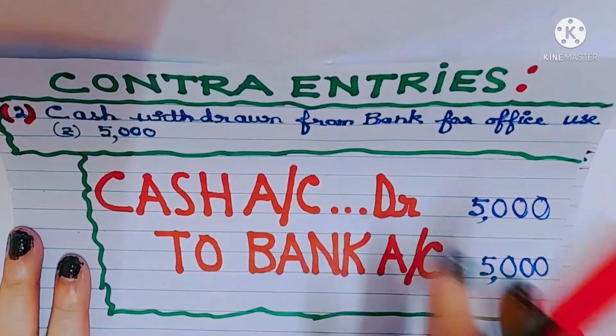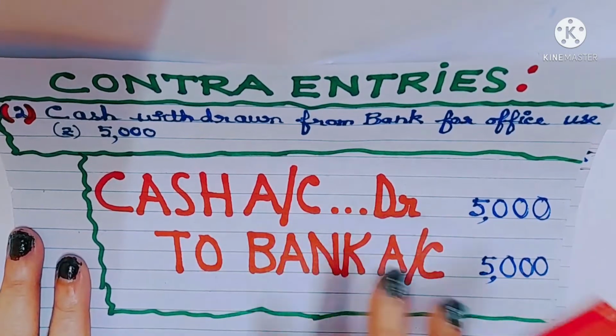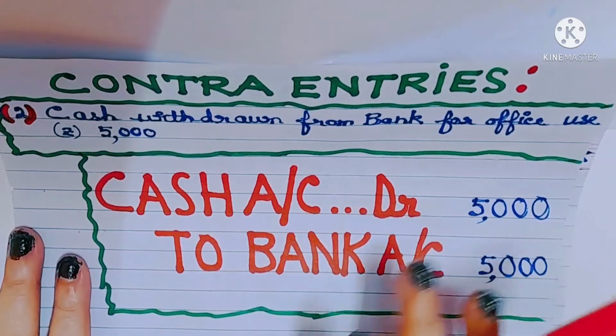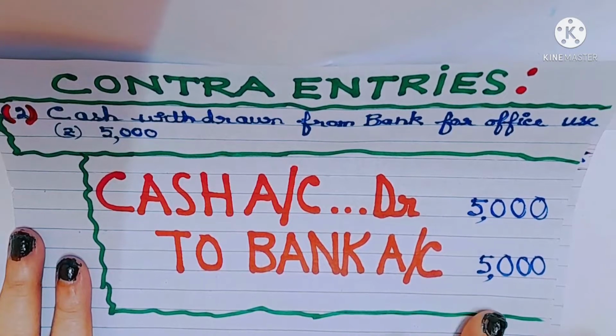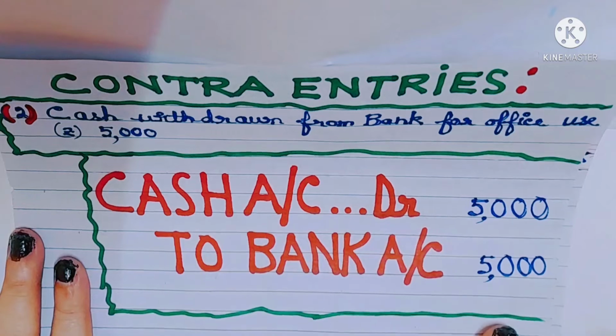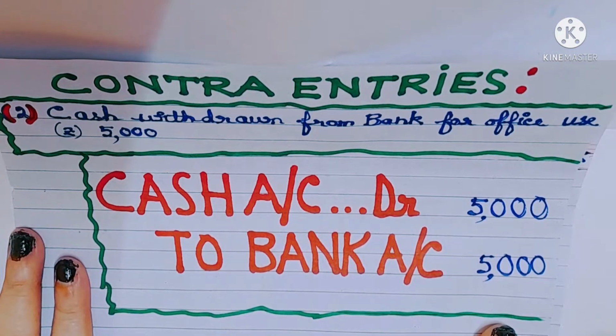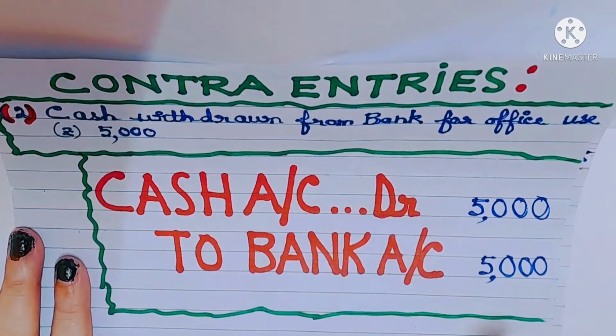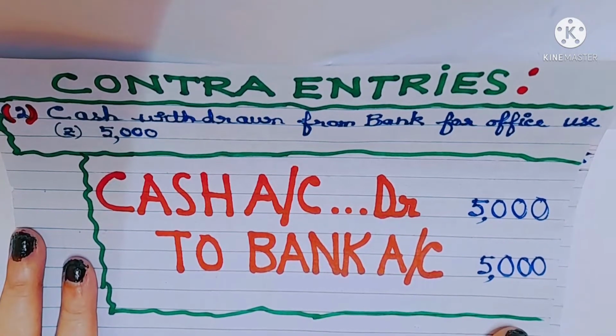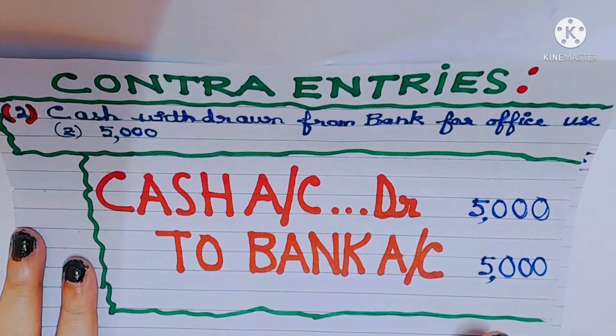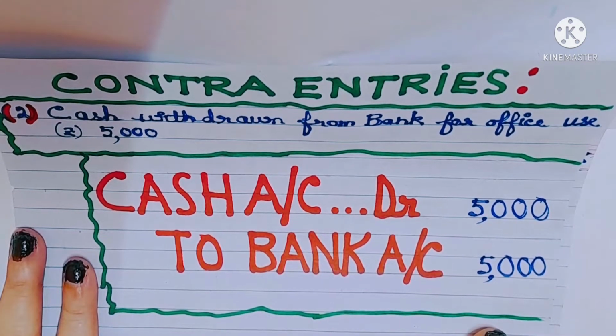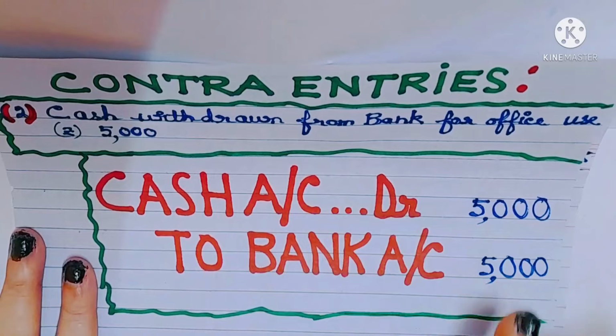Why is cash account debit and bank account credit? Why is cash account debit? Because cash account comes under real account. According to real account, what comes in is debit. Here, when cash is withdrawn from bank, the cash balance is increased and the bank balance is reduced. Understood? So what comes in is debit. So when you withdraw cash from the bank, the bank balance is decreasing and the cash balance is increasing. So cash comes in, so cash account will be debited.